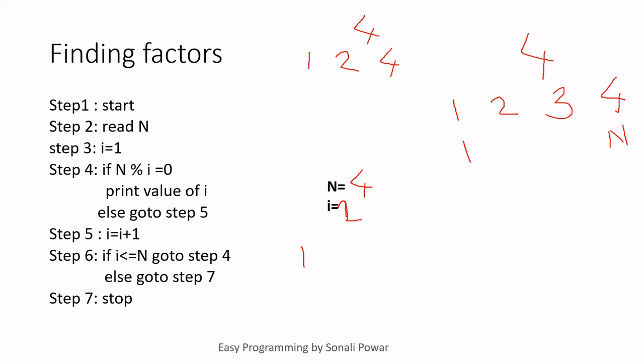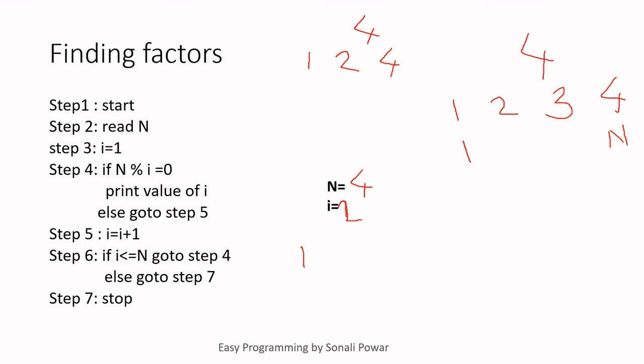So after that I will check whether my incremented I is less than equal to n because I want to stop when I becomes greater than n. So I want to stop at that place. So यहाँ पे इसके लिए चेकिंग की है. So 1 is less than equal to n means 1 is less than 4. So it will go to the step number 4.